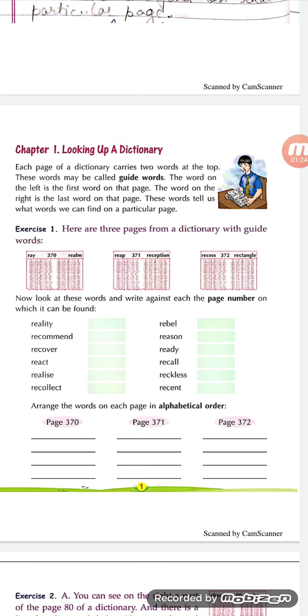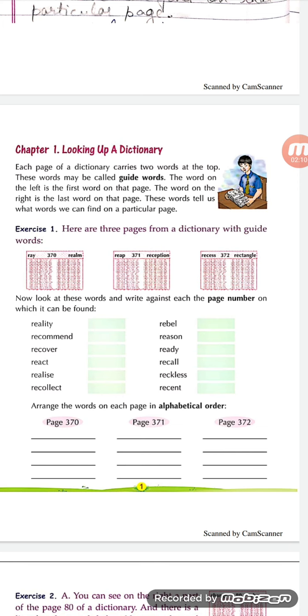By checking each letter of the word reality, we will find out whether it lies between the guide words of page number 370, or between reap and reception, the guide words of page number 371, or between recess and rectangle, the guide words of page number 372. To find it, we will check each letter of the word reality, and we will find that reality will lie on page number 370.